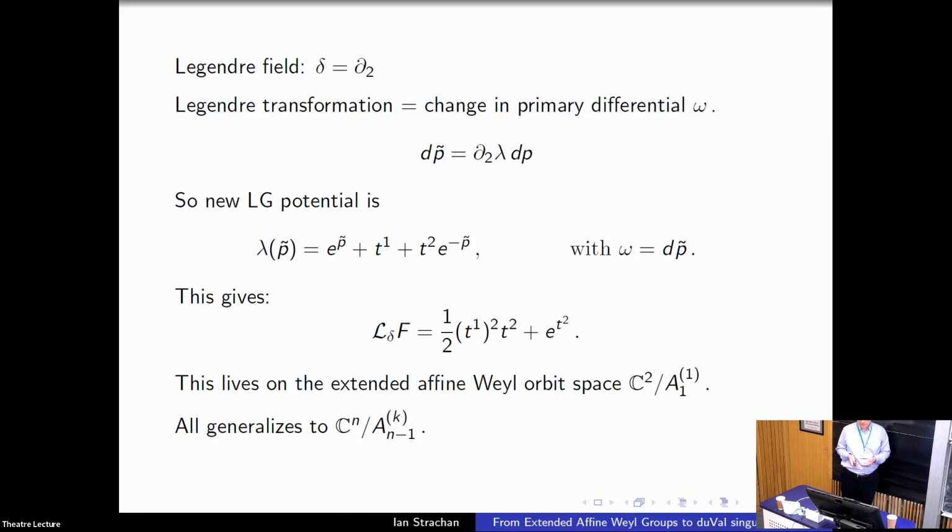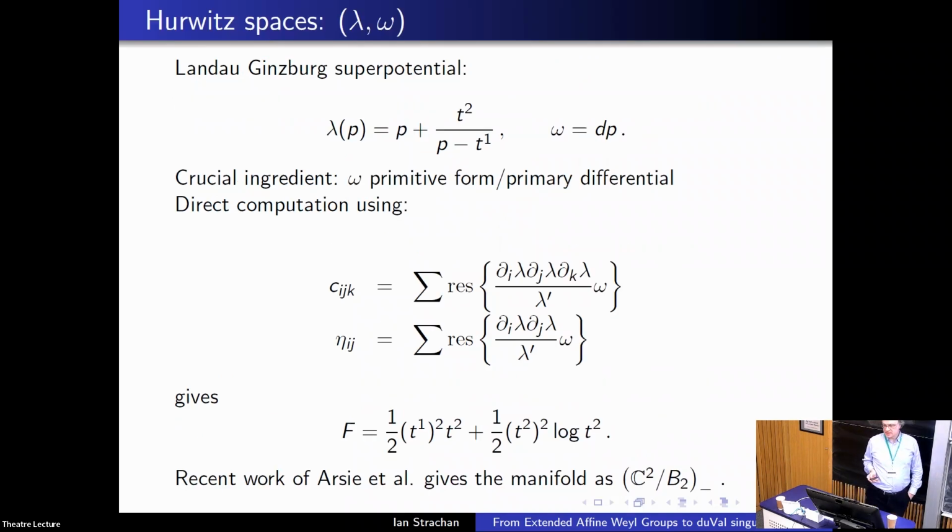So if you work everything out with this simple superpotential, it turns out these coordinates t1 and t2 are flat coordinates on the nose for the metric eta. That's not true in general, and sometimes you've got to work quite hard to work out what the flat coordinates are in terms of the coefficients in your superpotential. But this is a very simple example, so the coefficients turn out to be flat coordinates straight away.